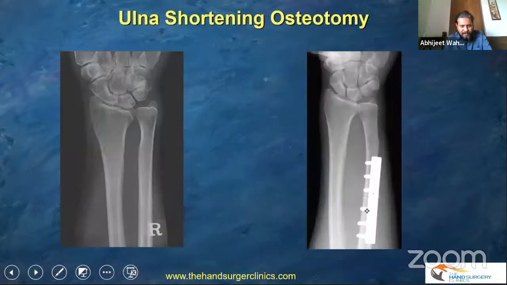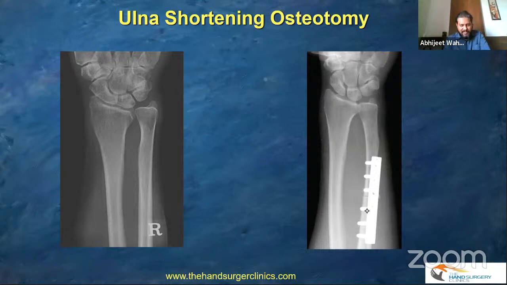Ulnar shortening osteotomy is another way to deal with ulnocarpal abutment or a positive ulna. And this is a post-traumatic malunited distal radius. And you can see that the ulna is proud with an ulnocarpal abutment. You can see a small cyst that is forming in the ulna, and an ulnar shortening osteotomy will resolve this particular conflict.